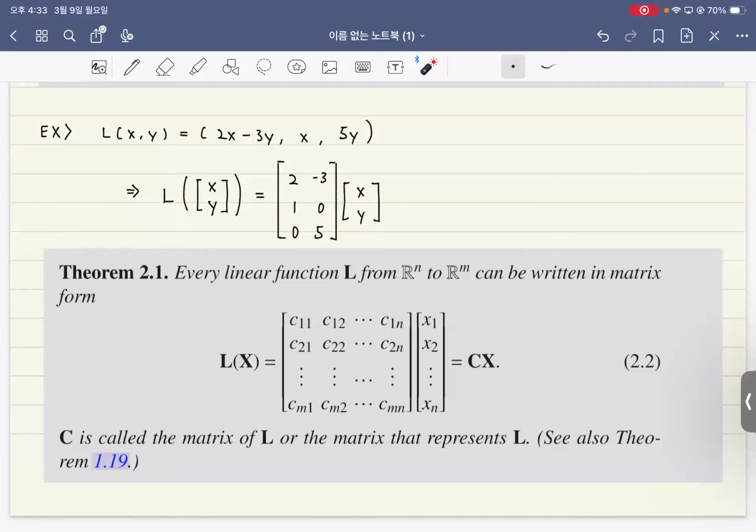Professor Lax and Terrell are repeating the same theorem. It goes like this. Every linear function L from Rn to Rm can be written as a matrix such as this. Since it's Rn to Rm, I have m many rows and I have n columns, so this one is being represented by an m by n matrix, just like this. And we say C is the matrix of L, or the matrix that represents L.